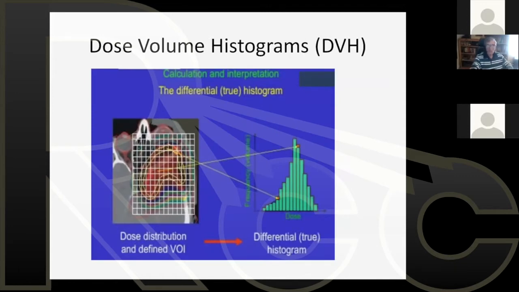The most important tool that we use is the dose volume histogram. And every planning system, every 3D planning system has the ability to produce dose volume histograms, DVHs. The DVH is developed by the computer, and this is a slide share which I borrowed, and it very, very nicely shows how the dose volume histogram is developed, is determined, is calculated.